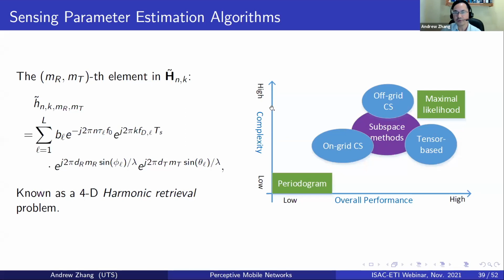We can see they have disadvantages in terms of complexity or sensing performance. There's no very good trade-off between these two. Subspace methods include traditional techniques, for example, MUSIC and ESPRIT. ESPRIT also does not require regular signals. MUSIC also does not require regular signals. So they are also a good option. MUSIC is also a good option for sensing in PMM.